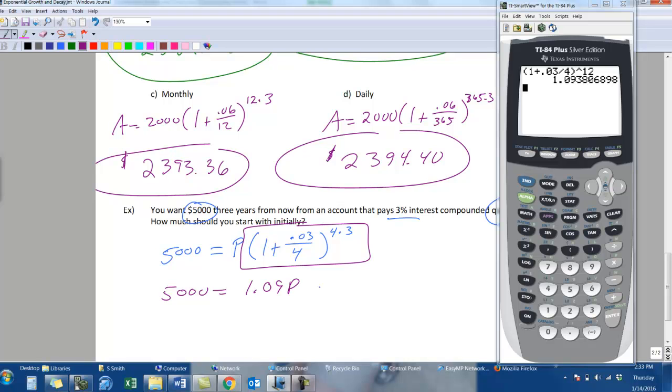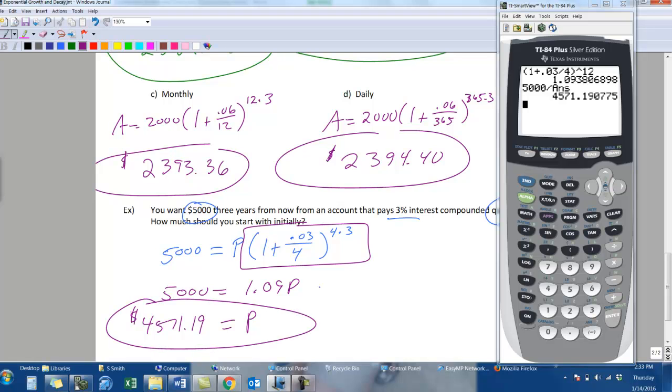So then we're going to take 5,000 divided by, now we just divide by our answer. Second answer. And P is about $4,571.19. So in order to get $5,000 at 3% interest, you need to start with almost $4,500. Takes money to make money, y'all.